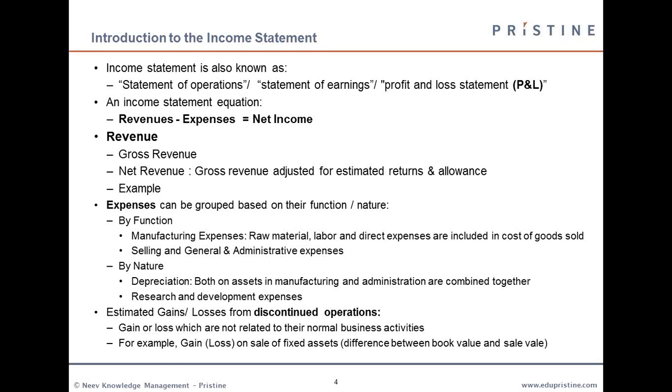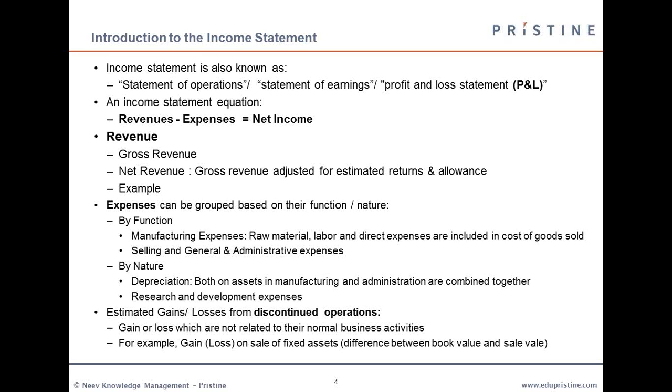Now we go to the other classification, which is by nature. Here we have the different expenses based on their names. Simply, the depreciation expense is separate, the R&D expense is separate, the raw material expense is separate, the labor expense is separate. Here we don't do any kind of grouping. They are just based on what work they do.